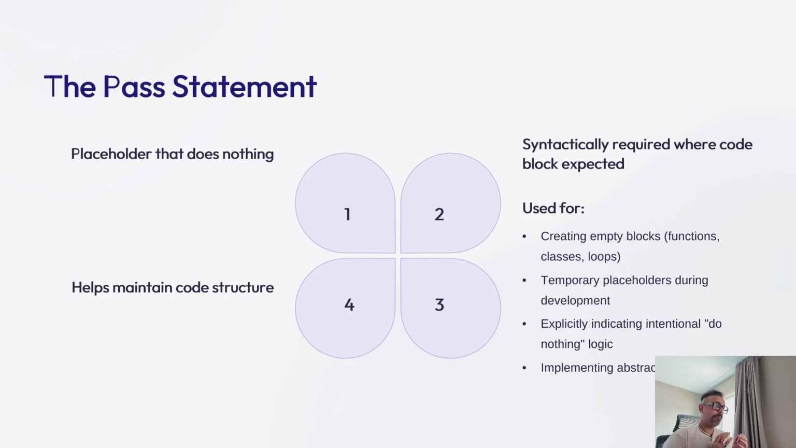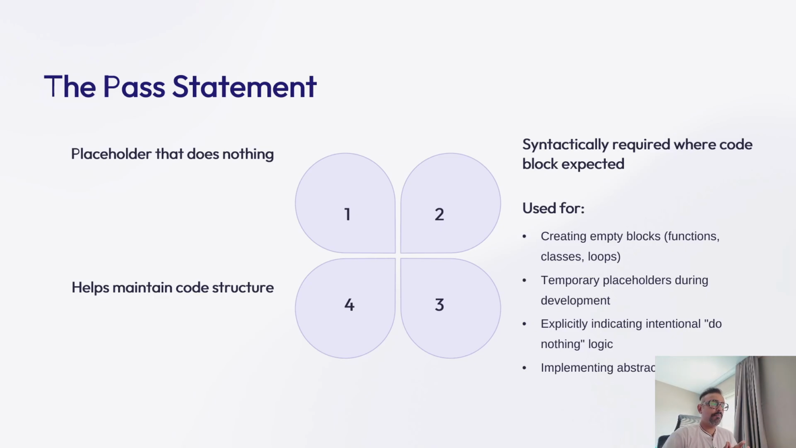Let's understand that. In Python, indented code blocks are required syntax for structures like loops, conditions, functions, and classes. So the pass statement serves as a placeholder when you need a syntactically valid block but don't want any actual code to execute inside it. This is useful during development when you are creating a blueprint of your program structure, when you want to explicitly indicate that you are intentionally doing nothing in certain cases, or when implementing an abstract method that will be overridden in other subclasses.